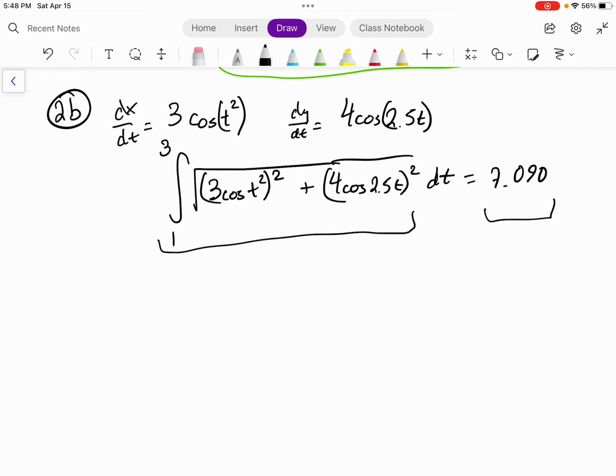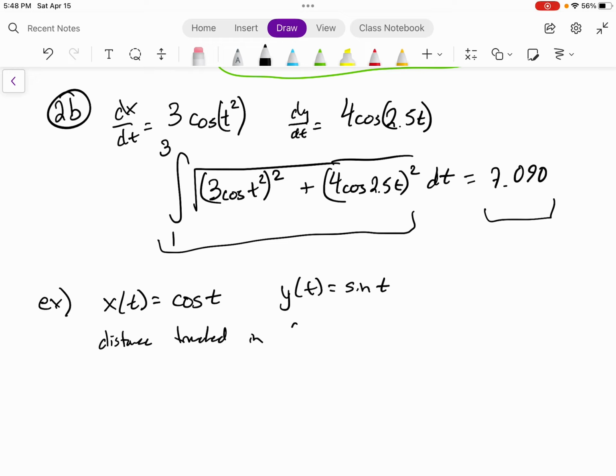If you want to see me work through one more example, the classic example here is if I have x of t as cosine t and y of t as sine t, well, this, of course, will trace out the unit circle. Convince yourself of that right now, right? If you plug in 0 for t and pi over 2 for t and such, you can see that you would trace out the unit circle, right? So let's say distance traveled in quadrant 1, right?